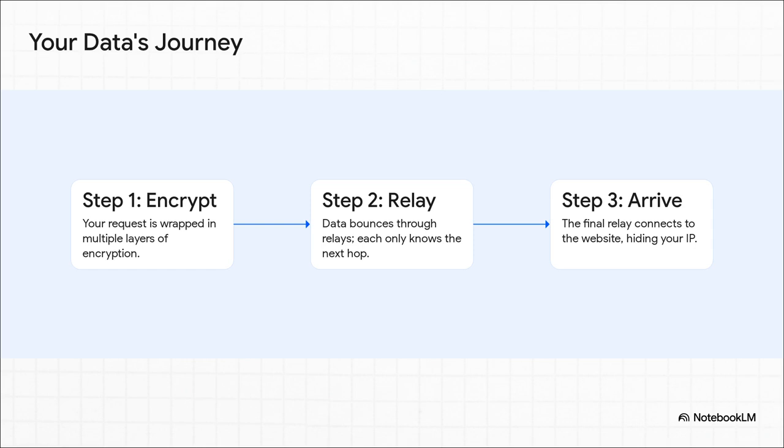And here is the genius part. Each relay only peels back one layer of the onion. The first relay knows that you sent something, but it has no idea where it's ultimately going. The second or middle relay is completely in the dark. It only knows where the data came from and where to send it next. Finally, the last relay, the exit node, peels off the final layer. It sees a destination website, but it has no clue the request originally came from you. So to that website, your request just looks like it came from some random computer on the internet. Your real identity, your IP address, totally hidden.